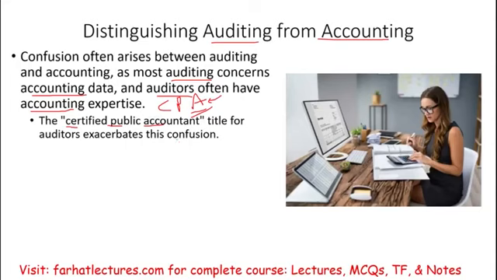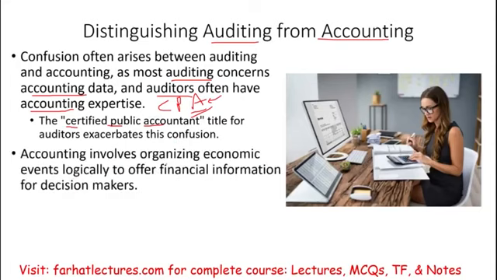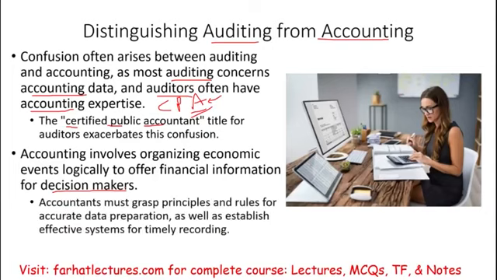It doesn't really help. Accounting involves organizing economic events, basically looking at information, transactions, organizing those transactions, going from the general journal to the ledger to the financial statements to help users make financial decisions. That's what accounting is. Recording transactions and events and reporting those transactions and events to the users to make a better financial decision. So accountants, what should they know?